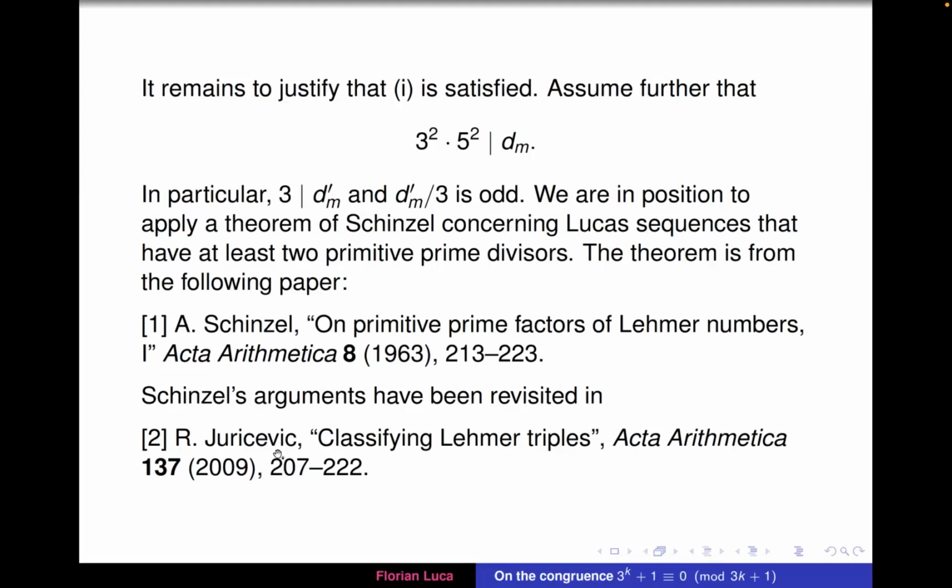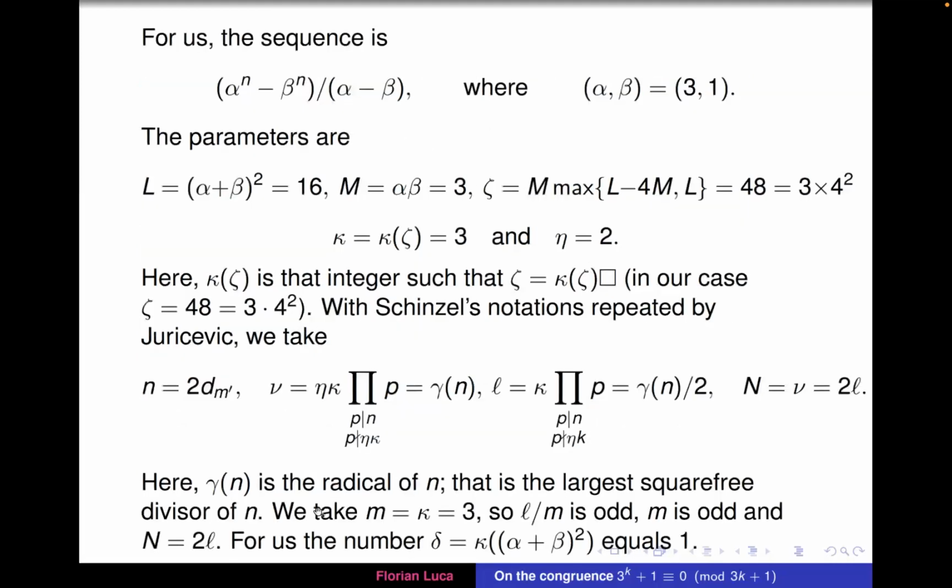And there's a paper by Jurjevich of 2009, which completes basically what Schinzel did. Because Schinzel in 1963 said, oh, if n is sufficiently large, then there are at least two prime factors. But he didn't say what sufficiently large is. This was done by Jurjevich, where he showed that for sufficiently large you can take a number around 10 to the 12, and it's already sufficiently large for all the examples. So this is what we are going to do.